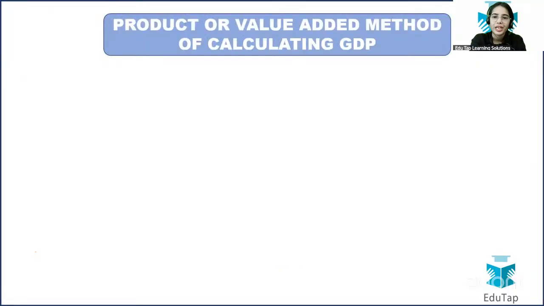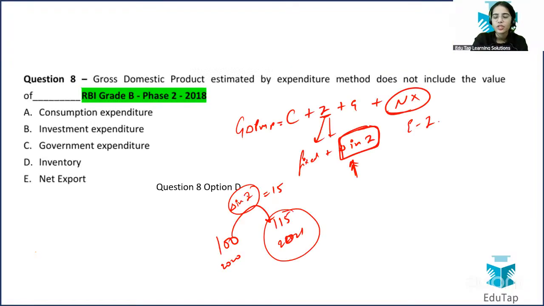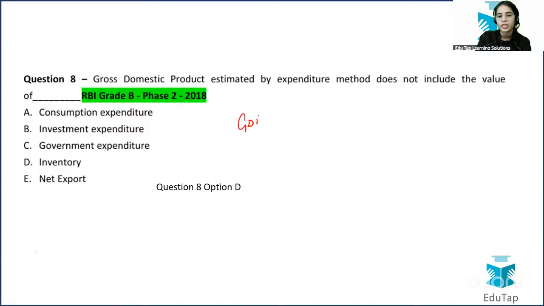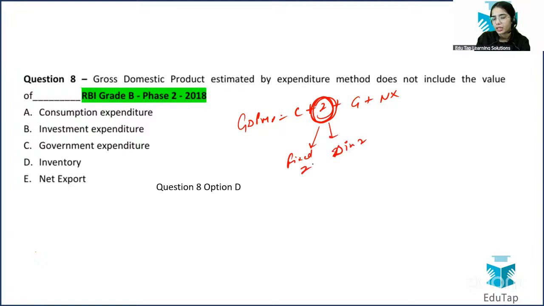Now, product or value added method of calculating the GDP. One more thing, if such a kind of question comes, also remember that GDP at MP is equal to consumption plus investment plus government expenditure plus net exports. Because the total investment has already been added, you will not add the change in inventories and fixed investments separately. Because the total investment is, let's say, 100, fixed investment is 70 and change in inventory is 30. So if you are adding the investment as 100, will you add the 70 and 30 again? Yes or no?